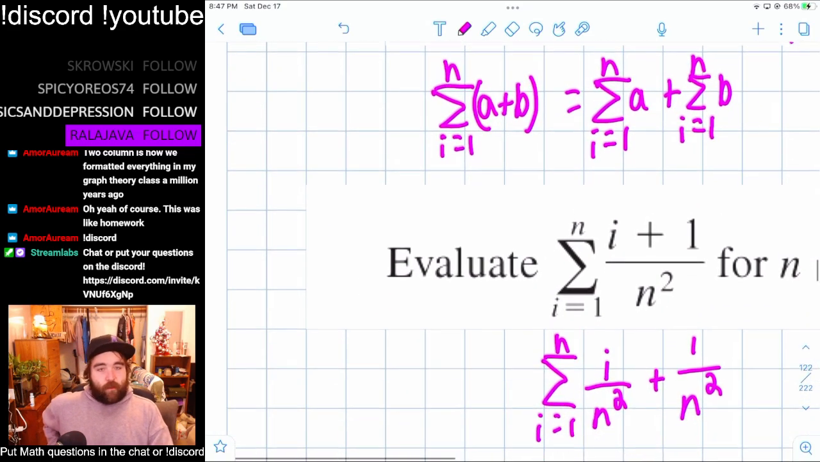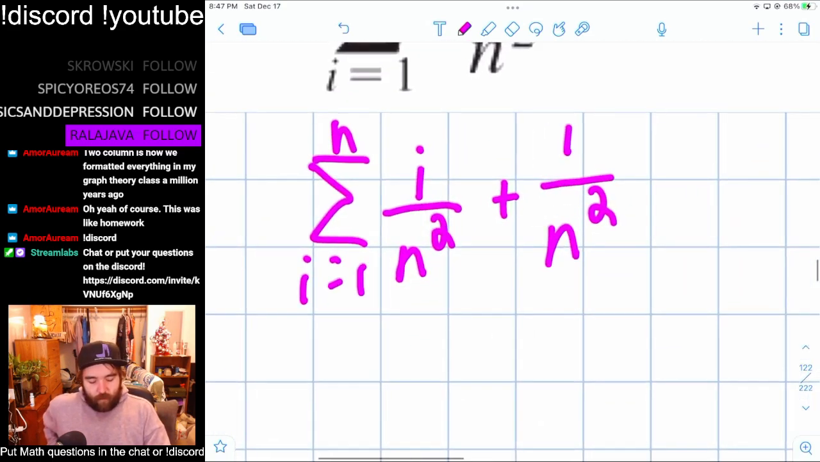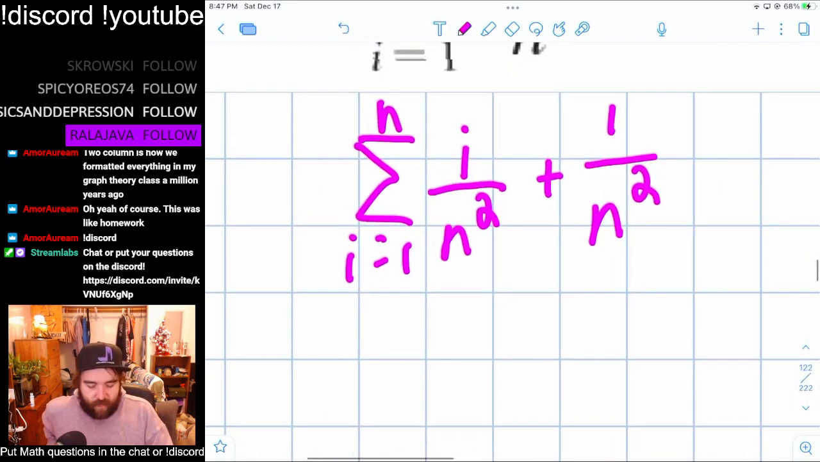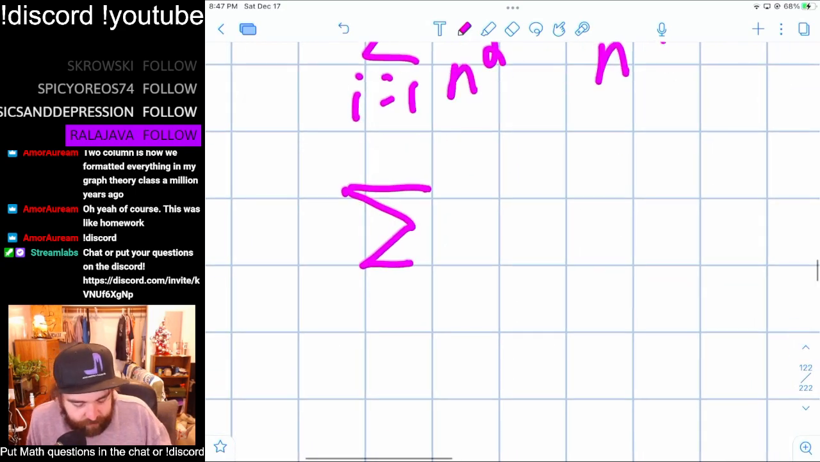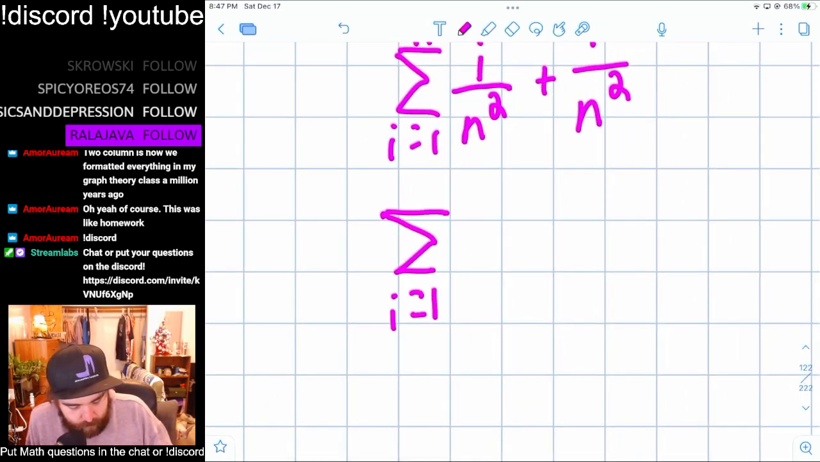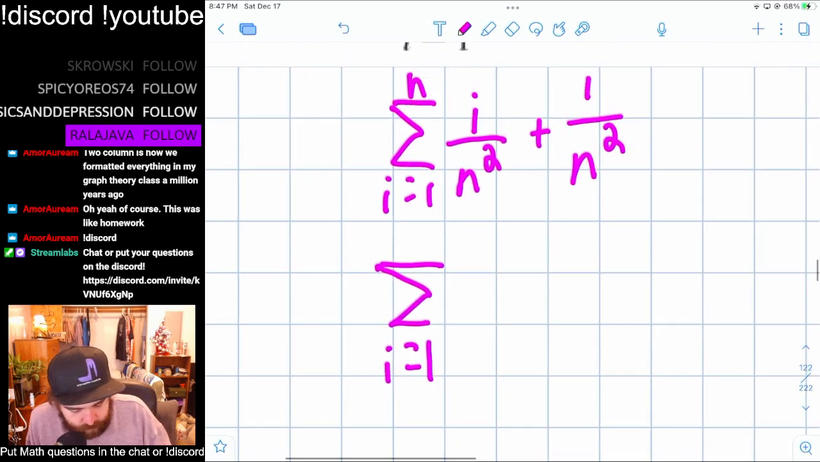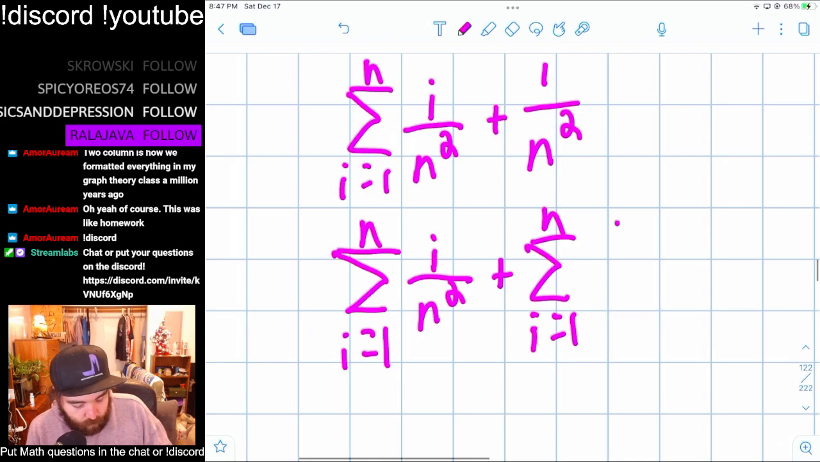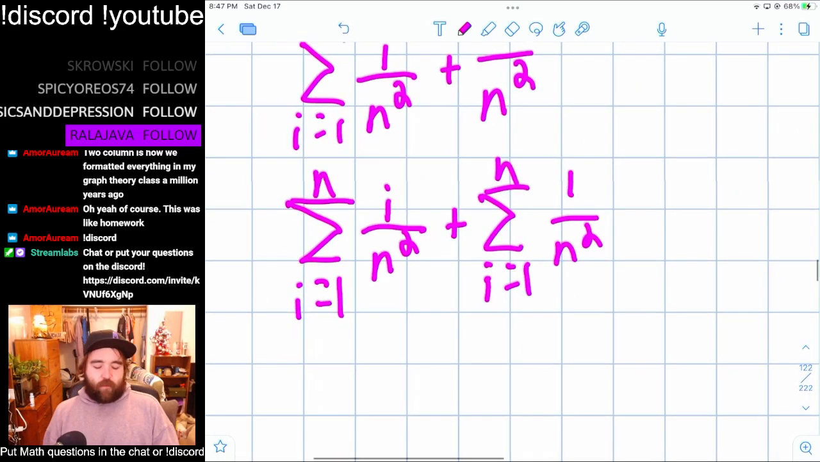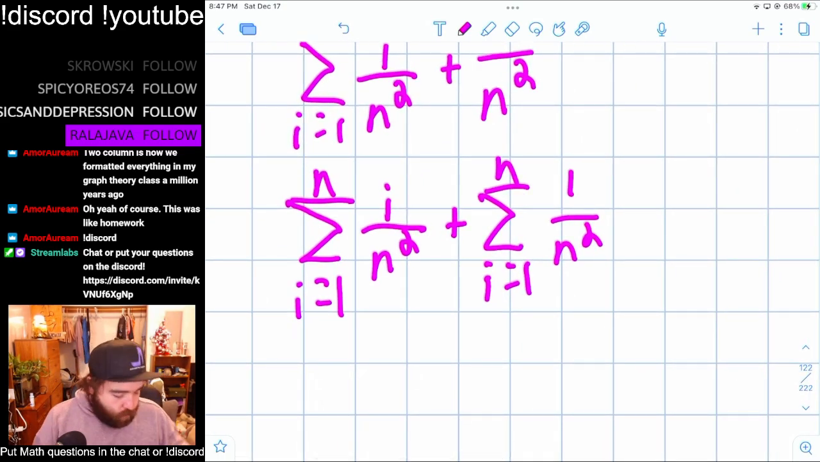So that's a formula that we know, and that's what we're going to use down here. So we've got the sum of i equals 1 to n of i over n squared plus the sum from i equals 1 to n of 1 over n squared. And now, what do we do?